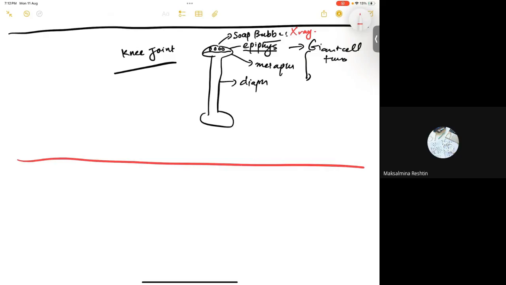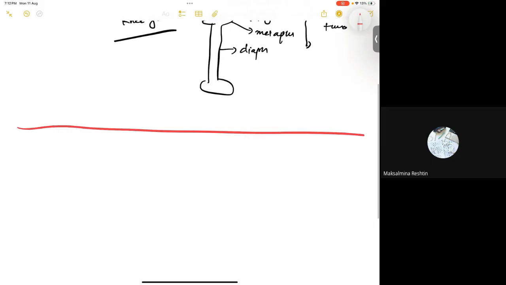The next cancer, which is really important and really high yield, and you will have it in a lot of your MCQs, is Ewing sarcoma.